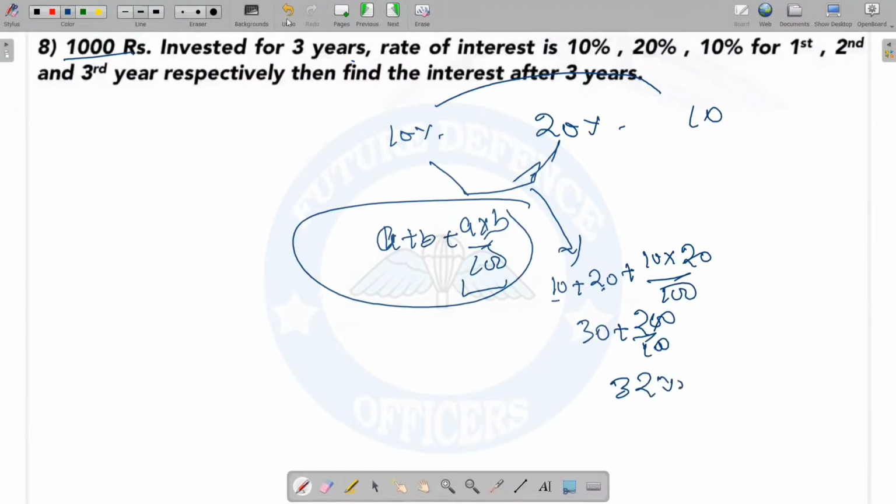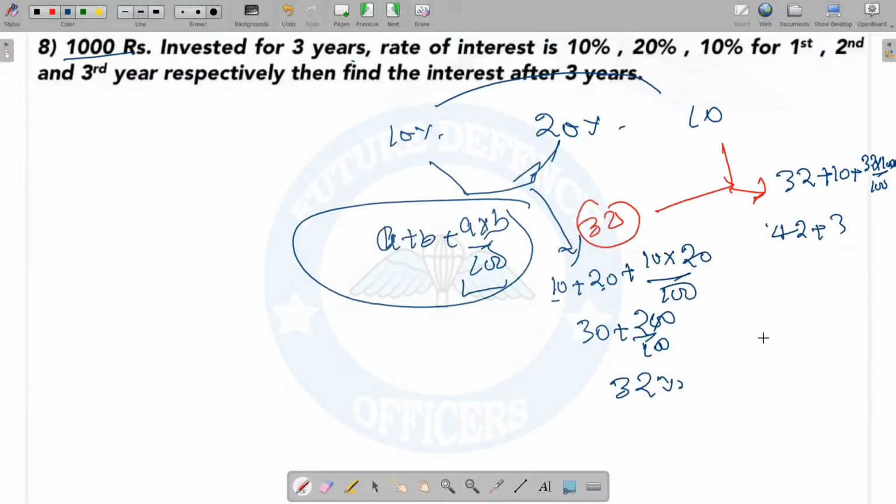Now, what is our task next? To merge this 32%, which we got from here, with this 10. So let's merge this with 10. So we will get 32 plus 10 plus 32 into 10 upon 100. So here we will get 32 plus 10, 42, plus 320 upon 100, 3.2.